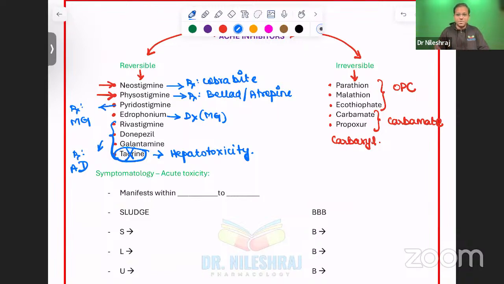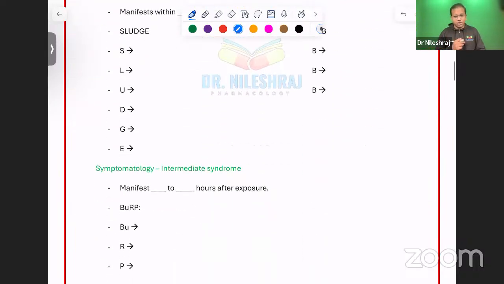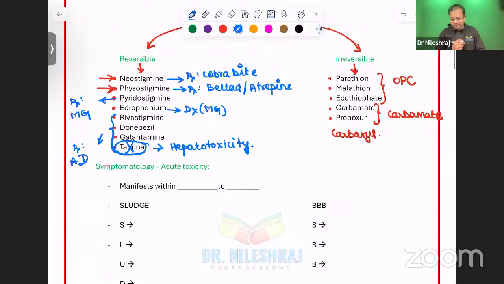Now move on to the most important topic for today, and that is organophosphorus compounds. So why did we explain lots of basics? You will understand why these basics are very important, because all these points, you're going to be filling out by yourself. Organophosphorus compounds include parathion, malathion, ecothiophate. As I've told, we have carbamates, which are carbaryl and propoxur.